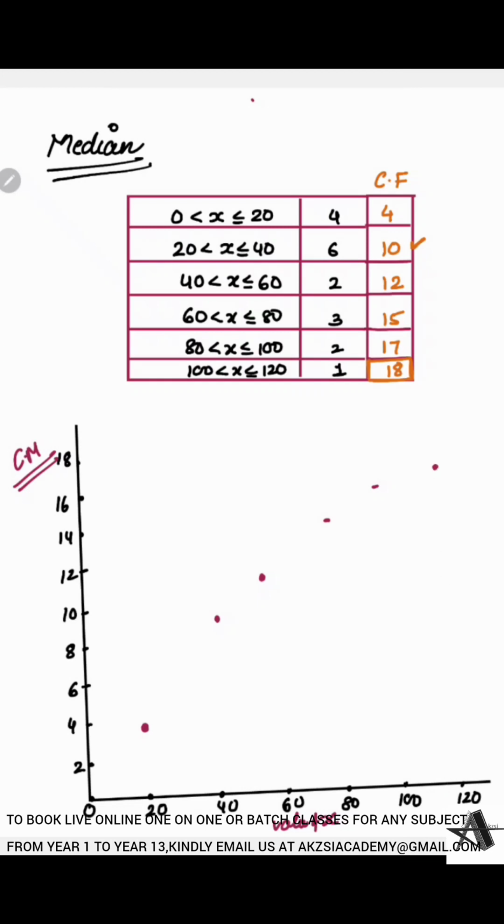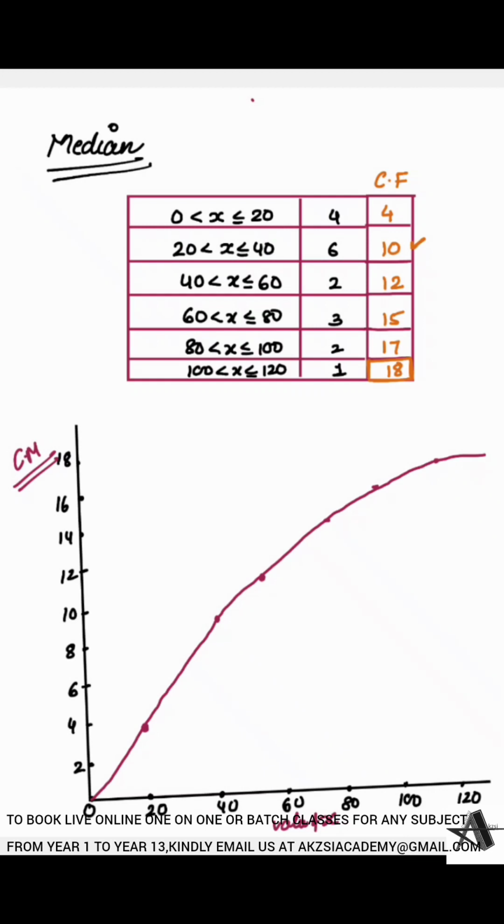First and most important thing, don't join it like this, because it's a cumulative frequency curve. If you join it with a straight line, it will not be a great idea. It's not a straight line, it's a curve. So let me join it like this, and I know I'm not joining it very properly. Always remember, you will get an S-shaped curve, something like that. This is your cumulative frequency curve.